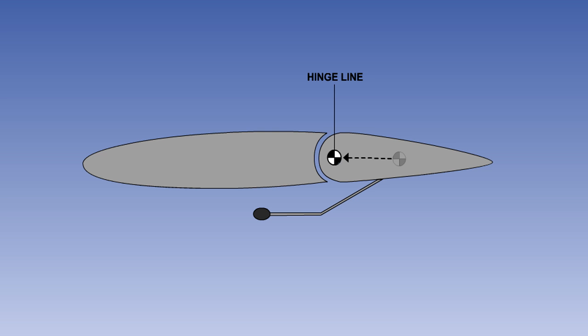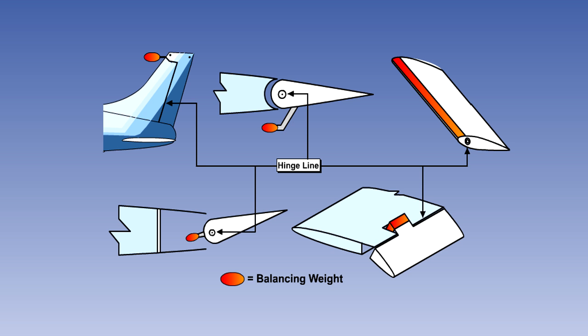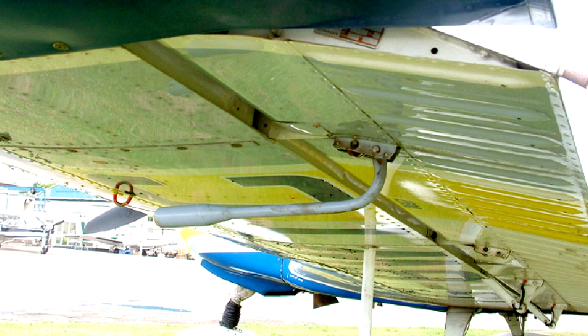Flutter can be prevented by moving the centre of gravity of the control surface onto its hinge line, by adding weights to the control. This reduces the inertia moments about the hinge line. This is known as mass balancing, and it can be applied to elevators, ailerons and the rudder. Common methods of mass balancing are shown in the picture. This picture shows the mass balancing of the aircraft's ailerons.